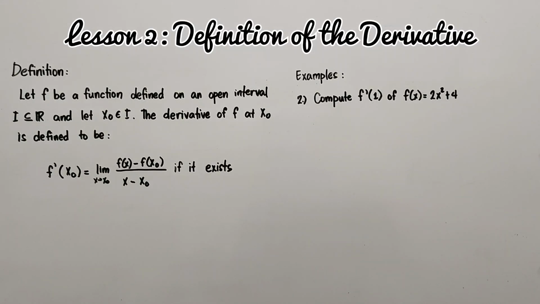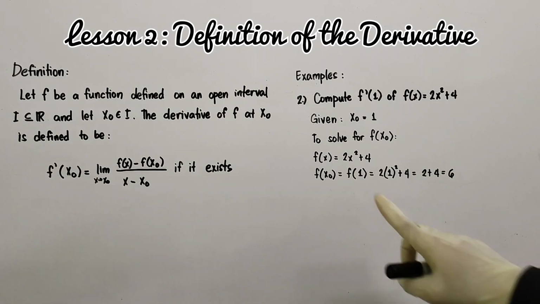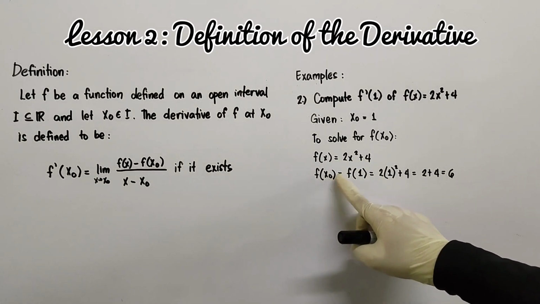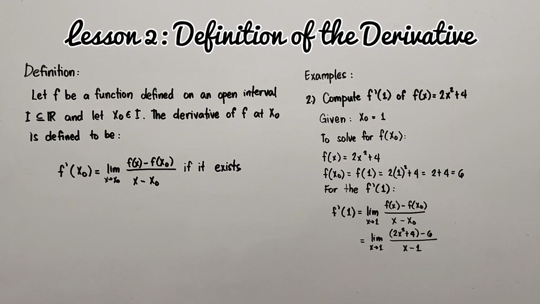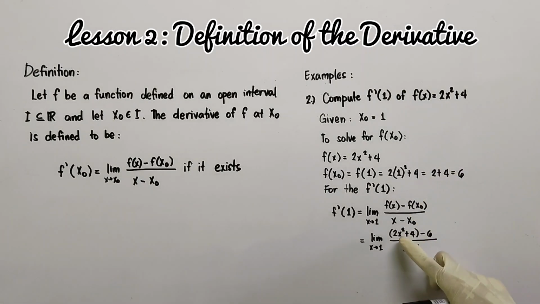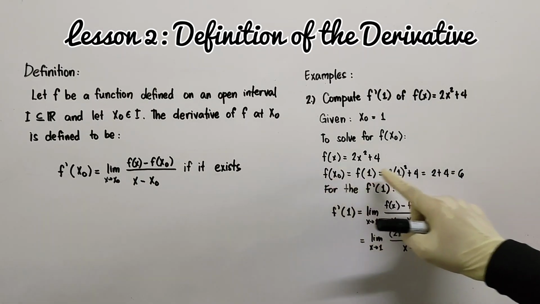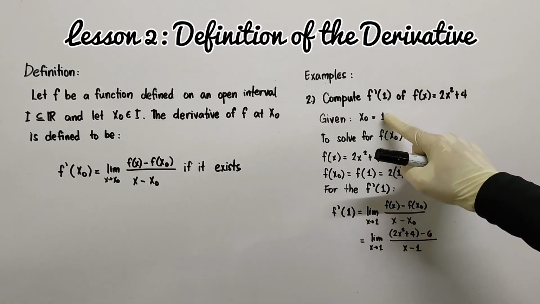For the second example, compute the first derivative at 1 of the function f of x equals 2x squared plus 4. For the given, we have x sub 0 is positive 1. And to solve for f of x sub 0, we have this function. We will replace x by 1. And by substitution, we have positive 6. To solve for the derivative of the function at 1, we will use this formula. f of x is 2x squared plus 4 minus f of x sub 0, which is positive 6, all over x minus the x sub 0, which is 1.